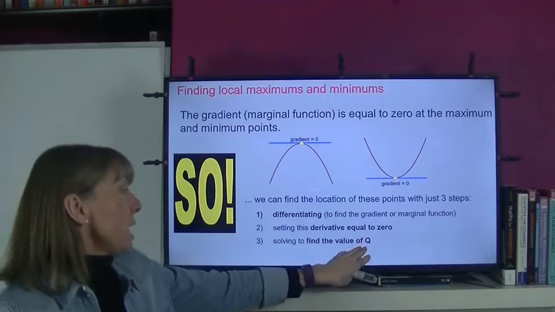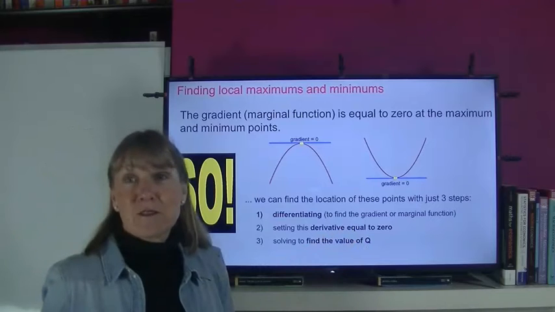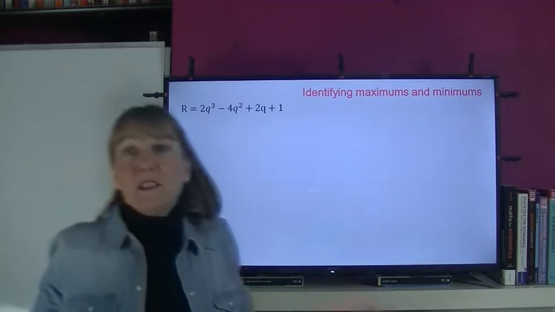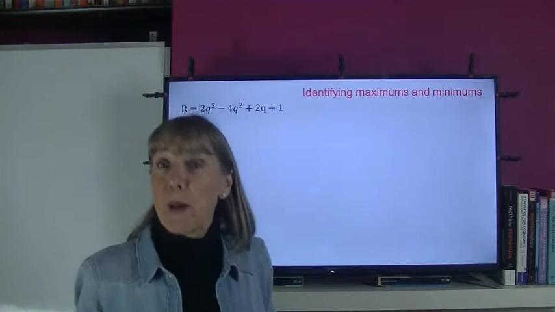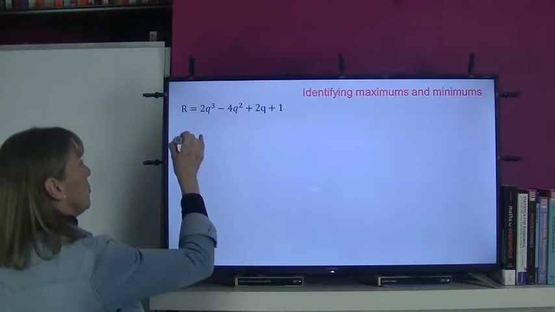We say, oh, tell me, mighty calculus, the value of q that gives a gradient of 0, because those are our elusive maximum and minimum points. So here's a function. Let's see if we can find the maximum and minimum points. So we need to differentiate first of all.